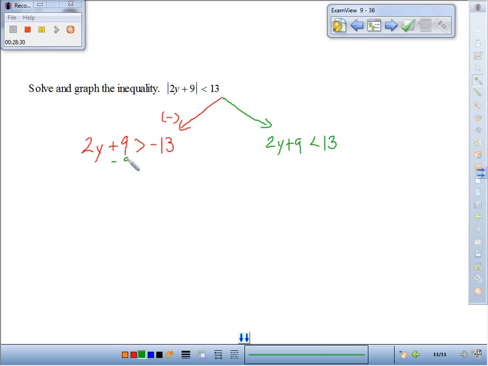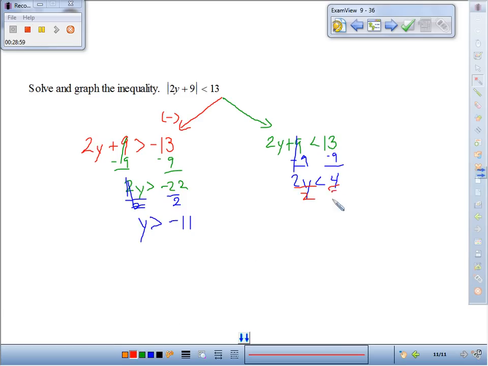And let's solve. Minus 9, minus 9. 2y greater than negative 22. Divide by 2, divide by 2. y is greater than negative 11. Minus 9, minus 9. 2y less than 4. Divide by 2, divide by 2. y is less than 2. Hands if you got that.